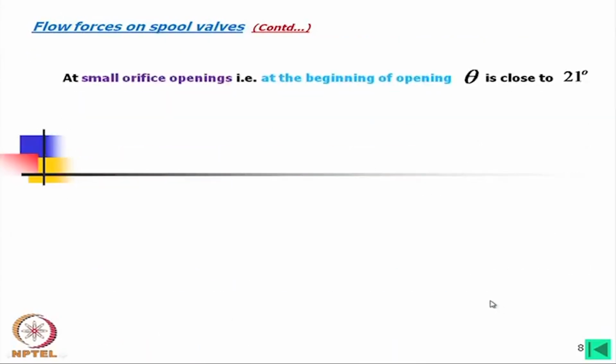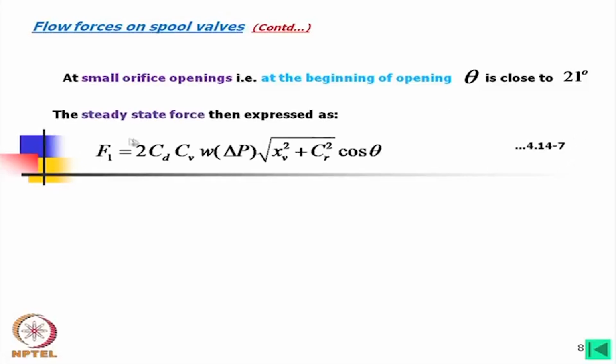At a small orifice opening, at the beginning of valve opening, theta is close to 21 degree, which I have shown. If you observe, while the valve is opening, the jet angle is almost 21 degree. This is of course for the rectangular port. Then for that, this F1 can be expressed like this. Again, we are not considering the direction, but the magnitude can be taken like this, where for cos theta we can substitute 21 degree.